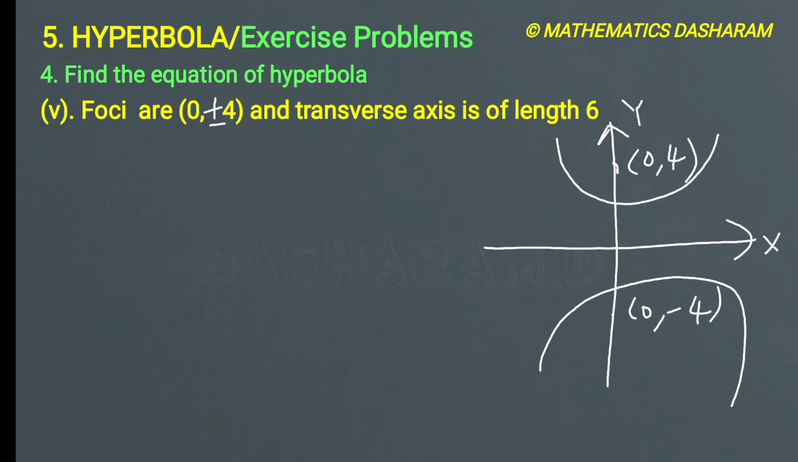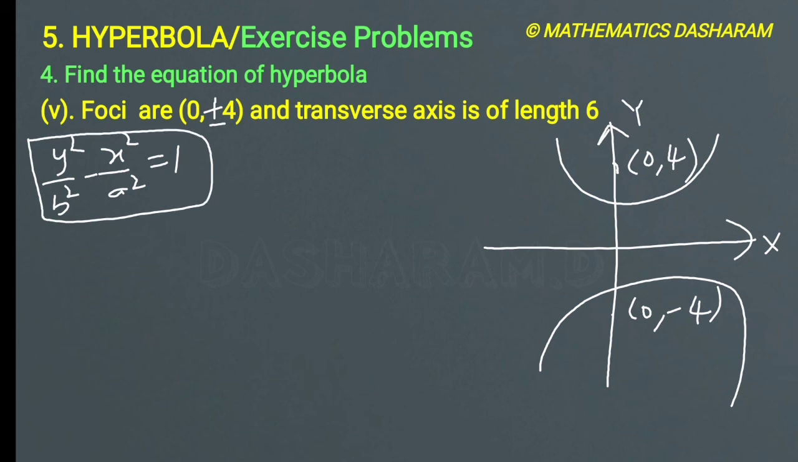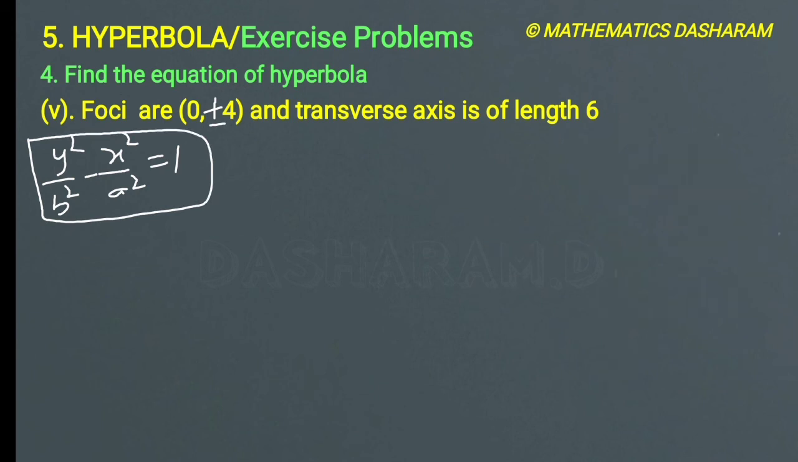So then the standard form of a hyperbola is y square divided by b square minus x square divided by a square equals to 1. Let's find out the a and b values. In the question he gave transverse axis length is 6, but transverse axis length formula is 2 into b. It is equals to 6, then b equals to 6 by 2 is 3.